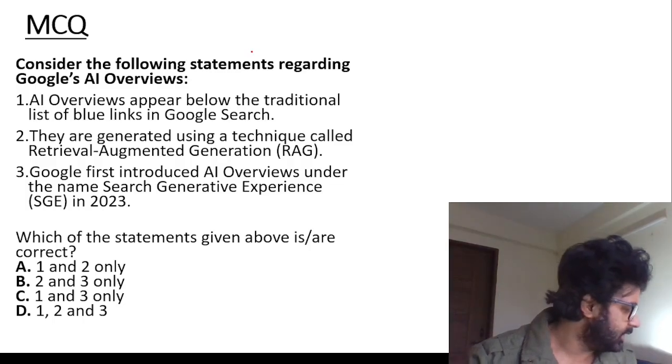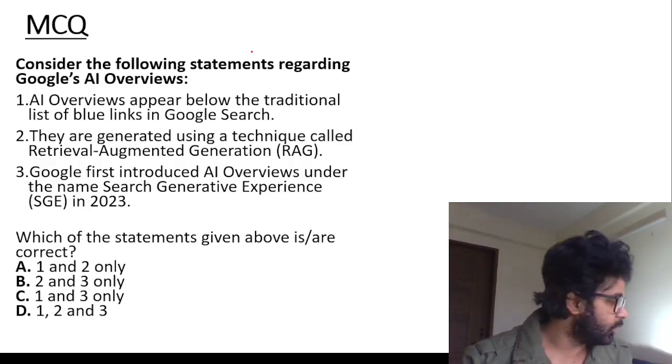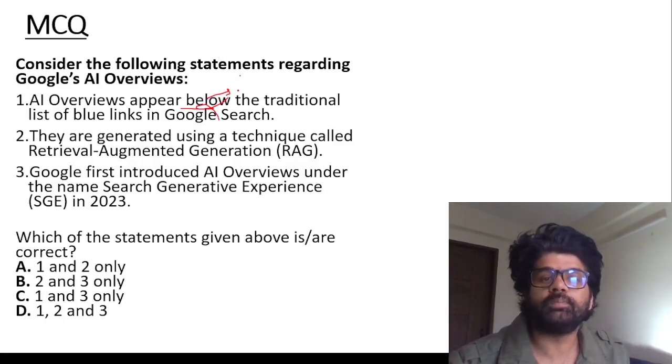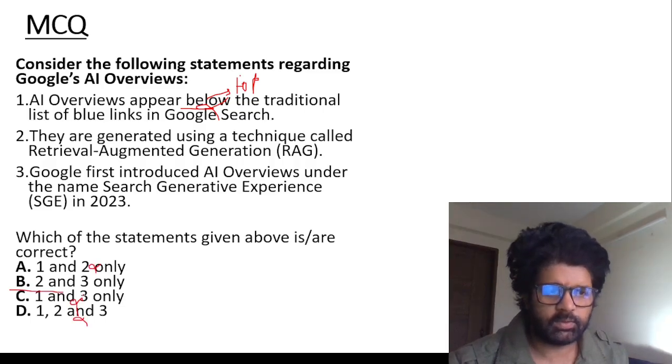Guys, please be serious when you're solving these questions. You can pause me, you can unpause me. So AI overviews appear below the... this is wrong. They appear at the top. So first you eliminate, first. You will get B as the answer.